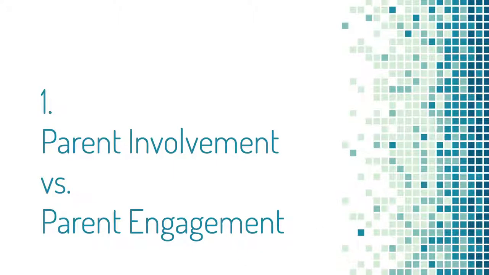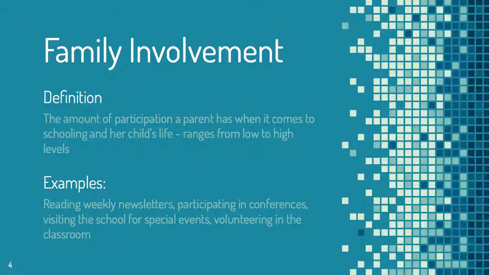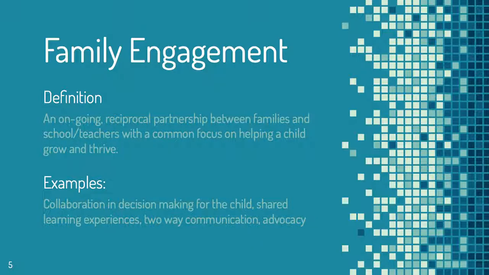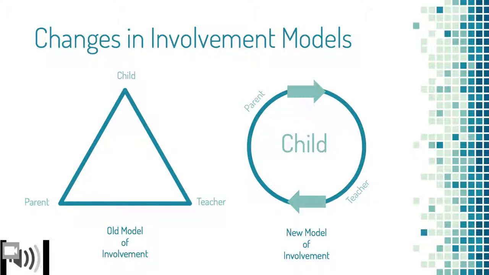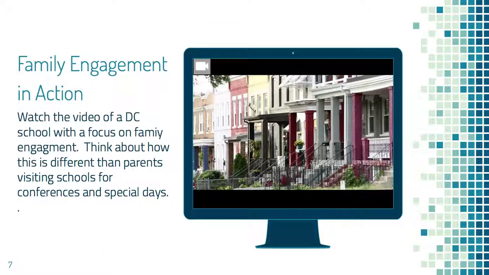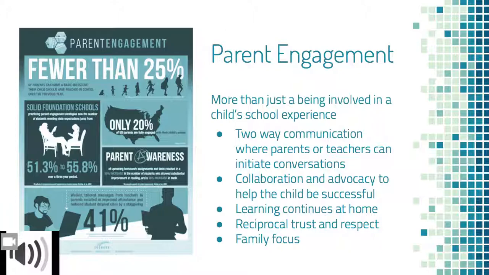Our first category of learning today is the difference between parent involvement and parent engagement. So we have a slide that defines and gives examples of each one. We have a change in the informational models, and so there's a podcast that will explain this to you. Then you're going to watch a video of it in action. And then we have a slide that further explains parent engagement, and there's a podcast to explain that to you as well.